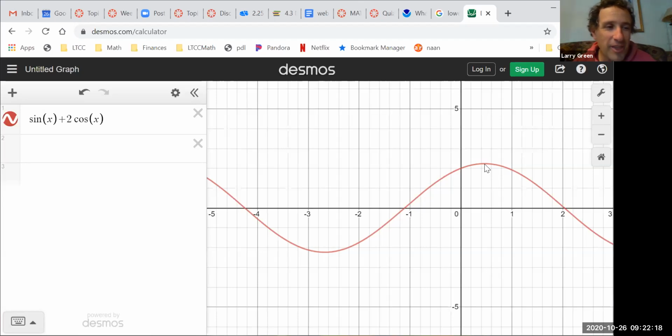Right. What's the most important thing in calculus? Yeah, the derivative. And the derivative is 0. We got a horizontal tangent line at that point. Any questions on that?